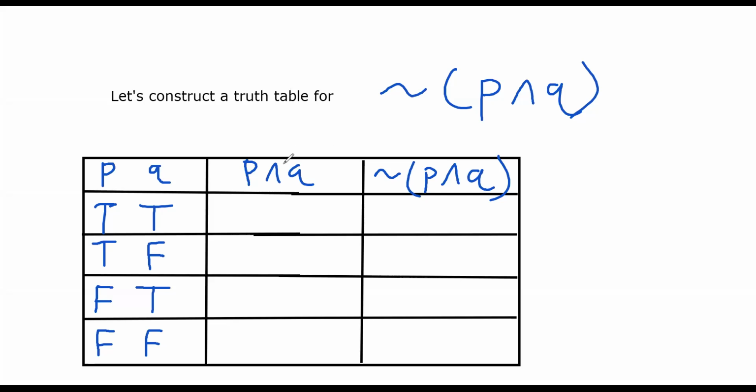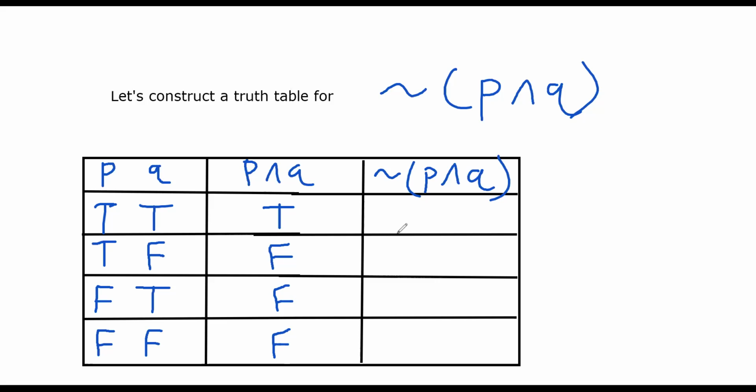So let's do it one step at a time. We've got P and Q. We're taking a true statement. We are conjuncting it. We are doing the and with another true statement. What will that give you? True, exactly. The and statement requires two truths to be true. You're doing a true statement and a false statement. What will that give you? False. You're doing a false statement and a true statement. That'll give you false. You're doing a false statement and a false statement. That'll give you definitely false.